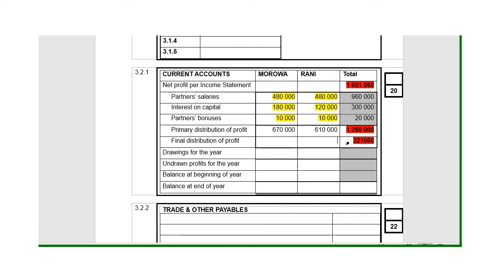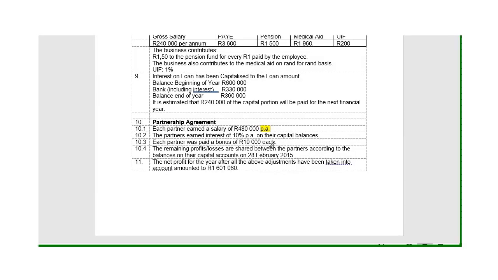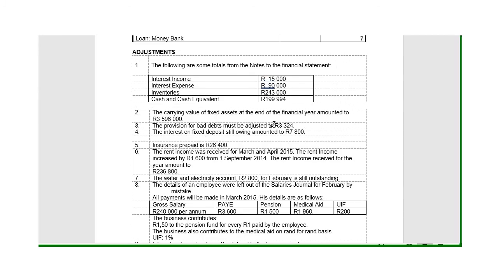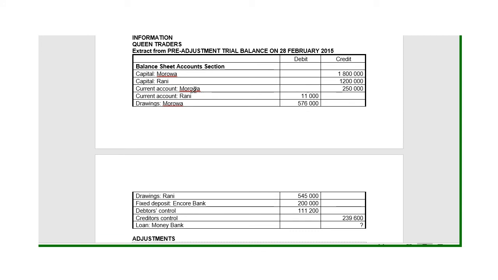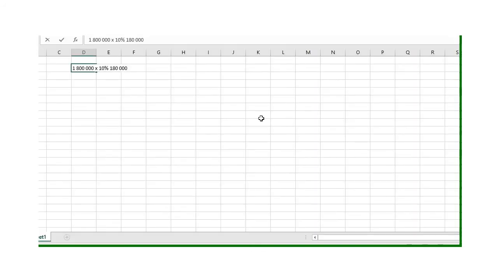Now I know what the total remaining profit is. This total remaining profit must now be split between the partners according to this information under 10.4, which tells me it must be split according to their balances on their capital accounts. And the balances on the capital accounts, Morawa's got 1.8 and Rani 1.2 million. So Morawa has got 1,800,000 and Rani 1,200,000. That is their total capital. So I will simply add the two to get total capital, and that is 3 million. So in total, the capital is 3 million, of which Morawa's got 1.8 and Rani 1.2.